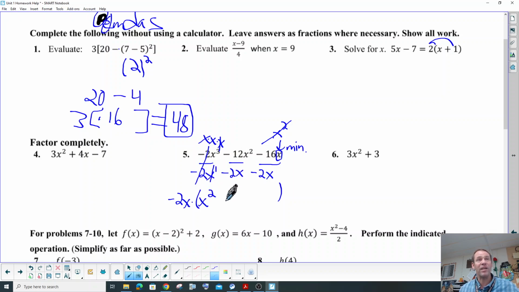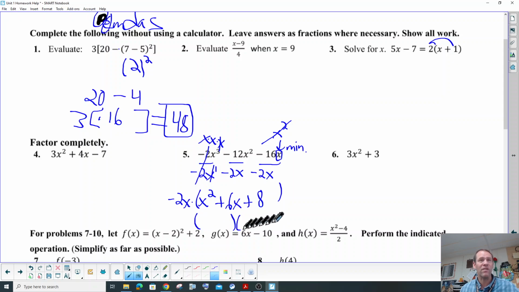Negative 12 divided by negative 2. So that's going to be a positive 12 divided by 2 is 6. And then x squared take away an x is just an x. And then negative 16 divided by negative 2 is a positive 8. Right, are we done? Is that it? Or can we factor more?